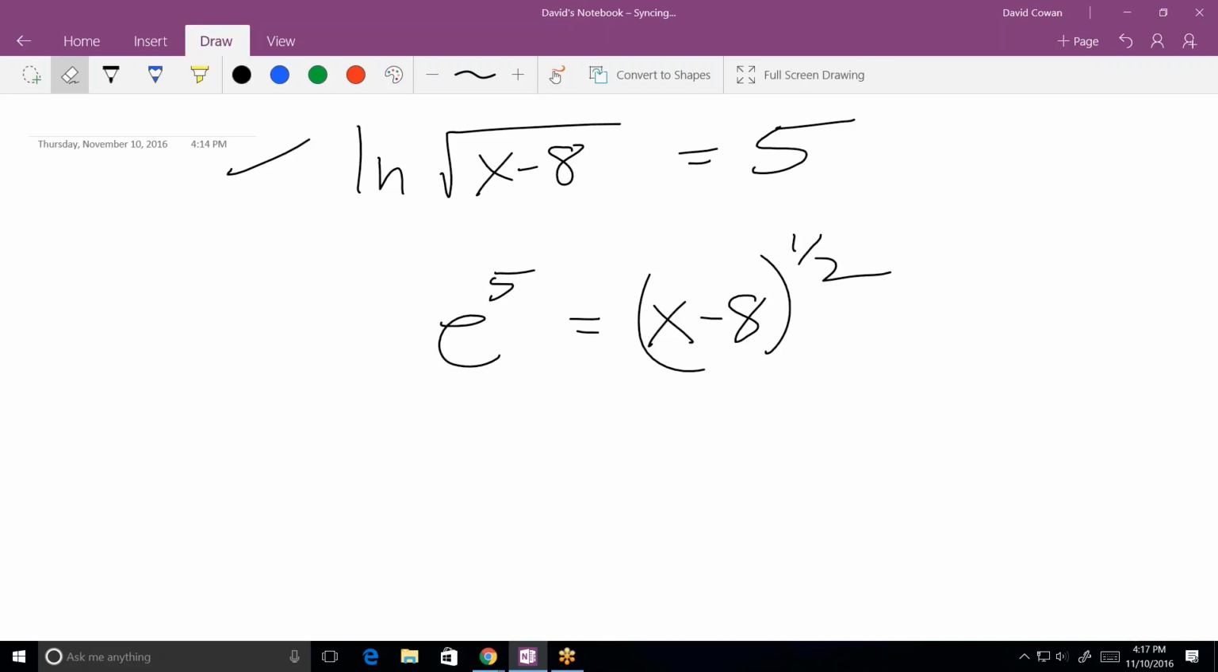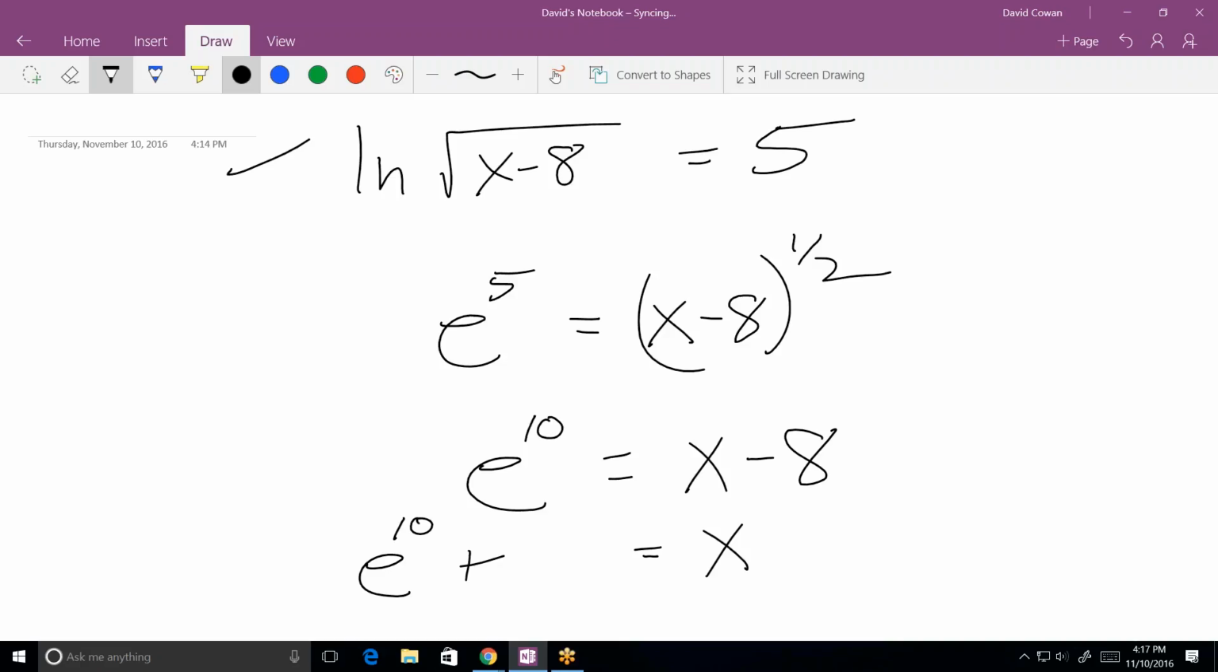No. In other words, what we have here is an algebraic expression, because the variable is not in the exponent. Variables in the exponent, that's when it's difficult, and that's when you have to employ logarithms. But this is pretty easy. What if I square both sides for starters? That gives me e to the 10th. When you square e to the 5th, you get e to the 10th. So x equals e to the 10th plus 8.